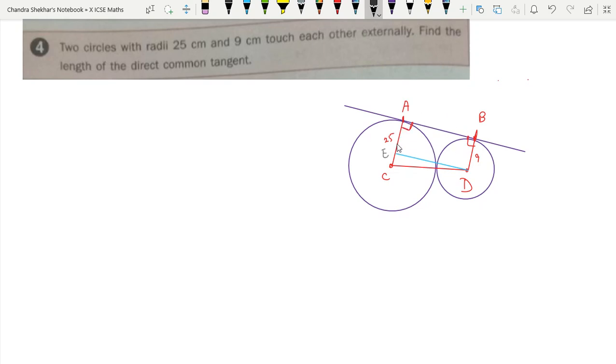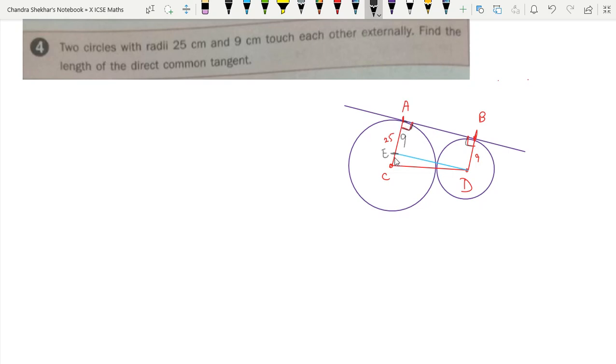If I prove that it becomes a right angle triangle, then by Pythagoras theorem we can find it. Here they have given you that these two are tangents. So we know that tangents are always at 90 degree. And if I prove that AEDB is a rectangle, then AB will become equal to ED, and AE will become equal to BD, because in a rectangle opposite sides are equal. So if this is 9 centimeter, this also will be 9 centimeter.